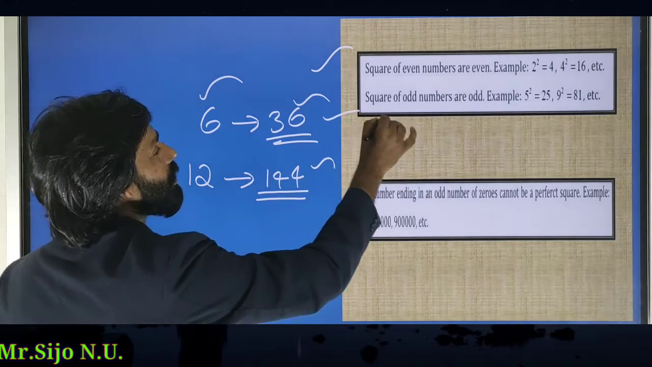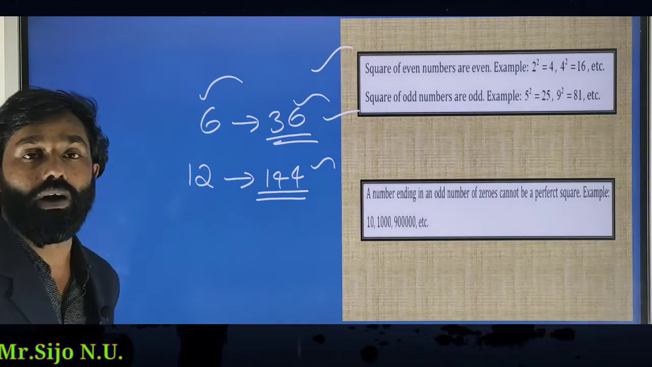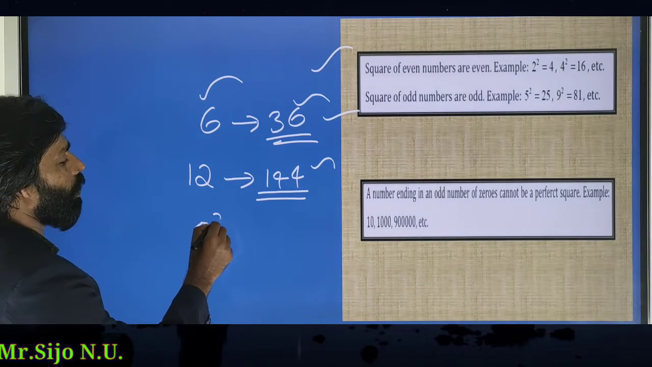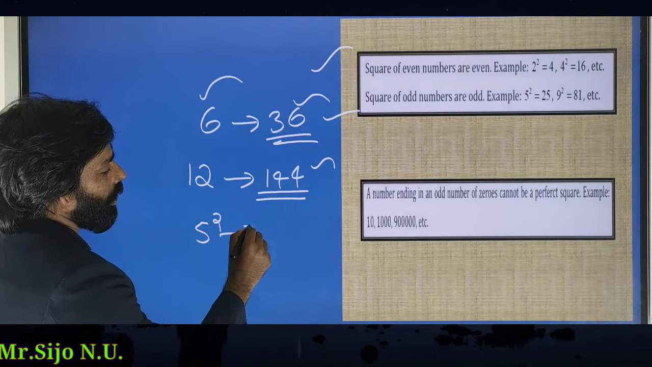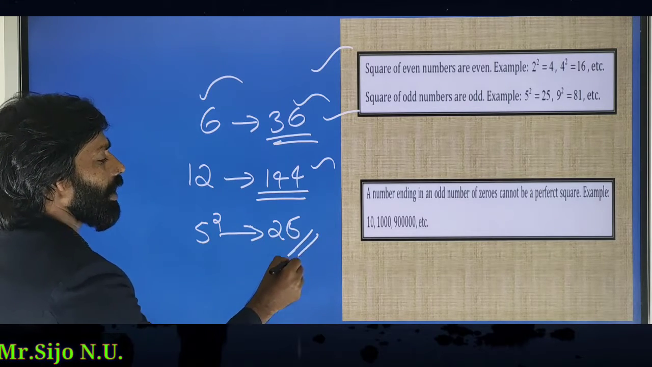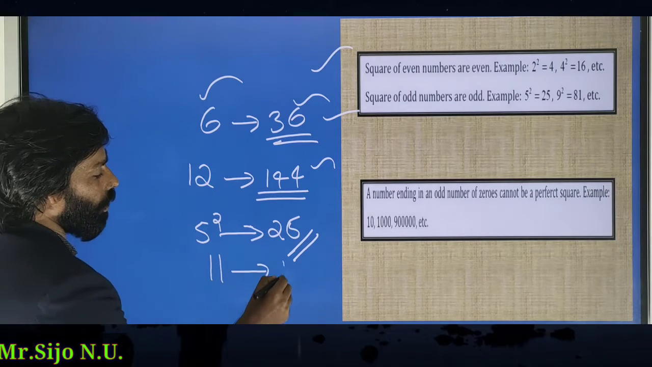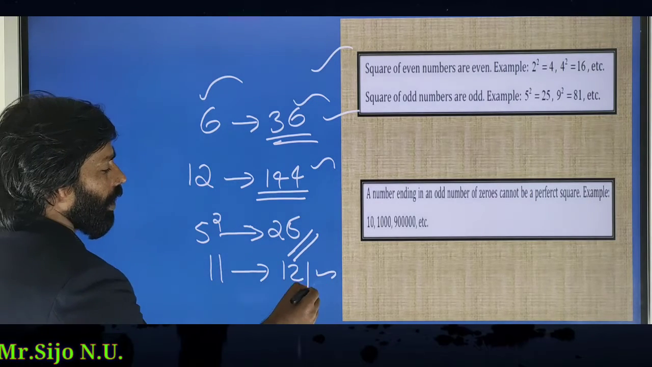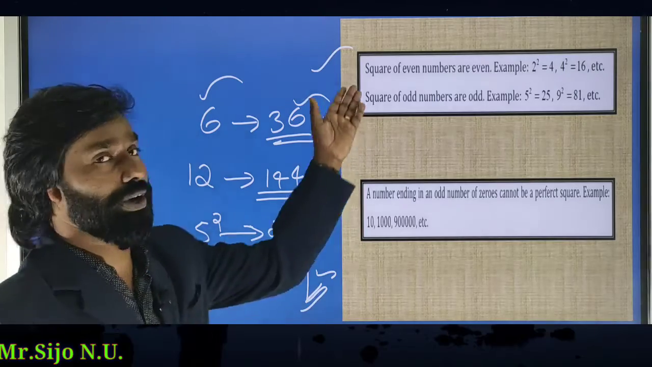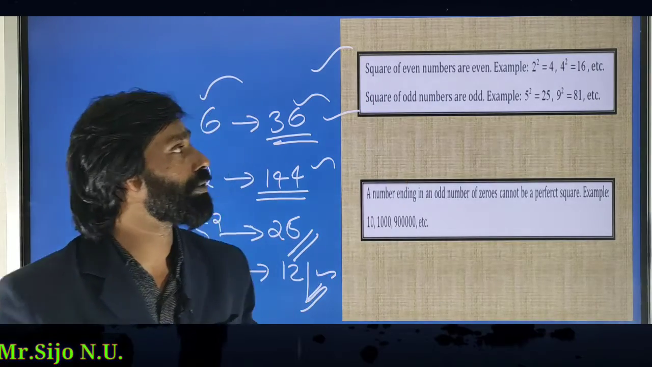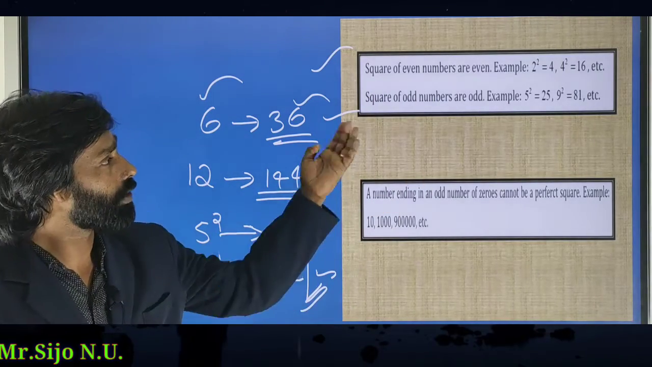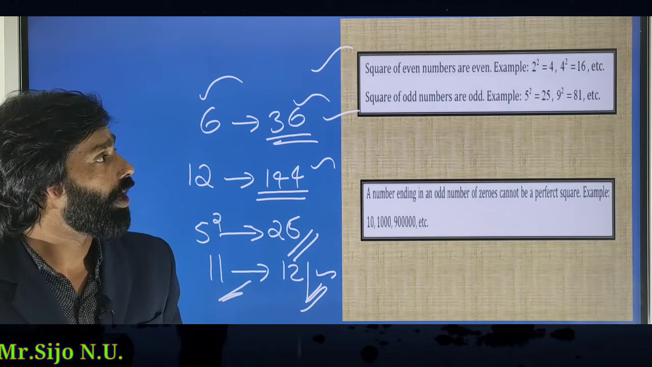The same way, the squares of odd numbers are always odd. So let us consider 5. It's an odd number. Its square is what? Its square is 25. Yes, again it's an odd number. See, 11, it's an odd number. What about its square? 121. So it's again an odd number. So this property is clear for you, I think. The squares of even numbers are always even and the squares of odd numbers are always odd.